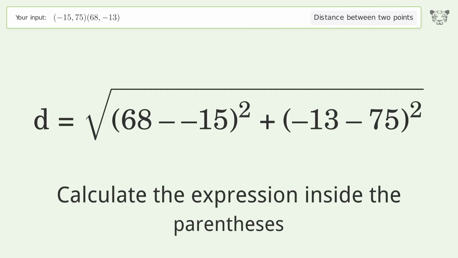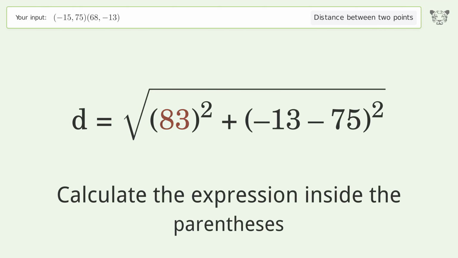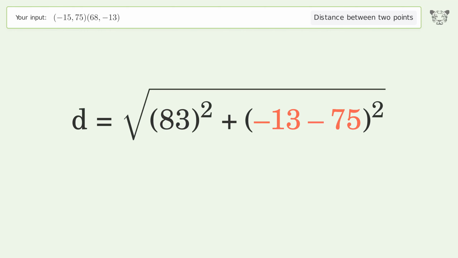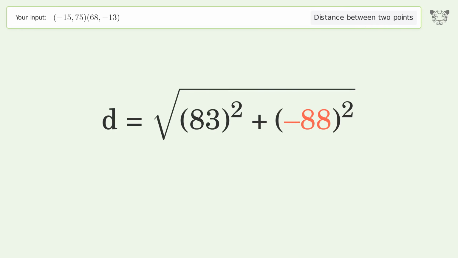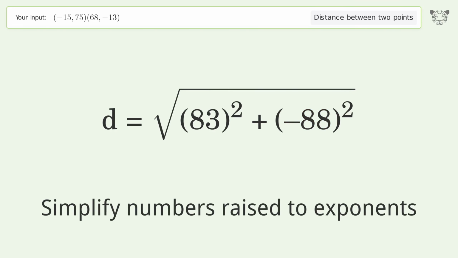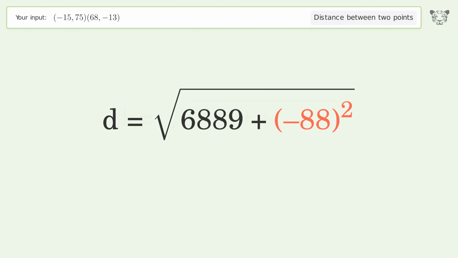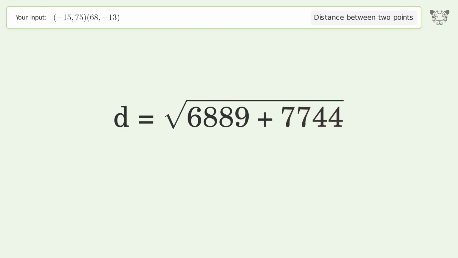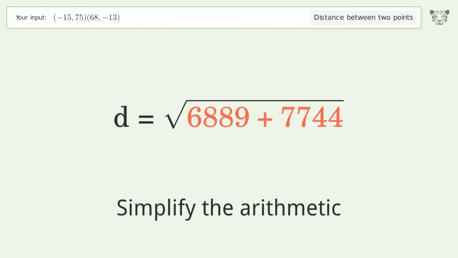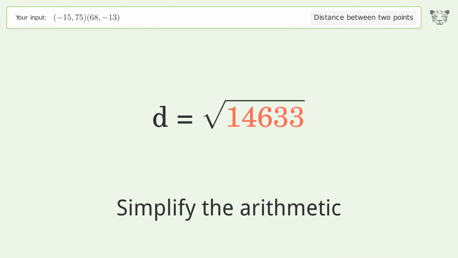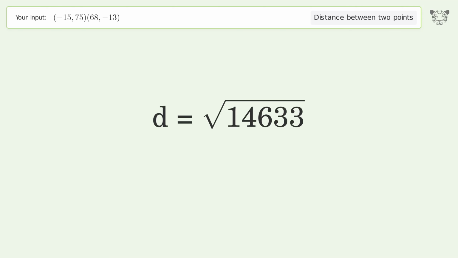Calculate the expression inside the parentheses. Simplify numbers raised to exponents. Simplify the arithmetic. And so the distance between the 2 points is the square root of 14,633, or 120.967.